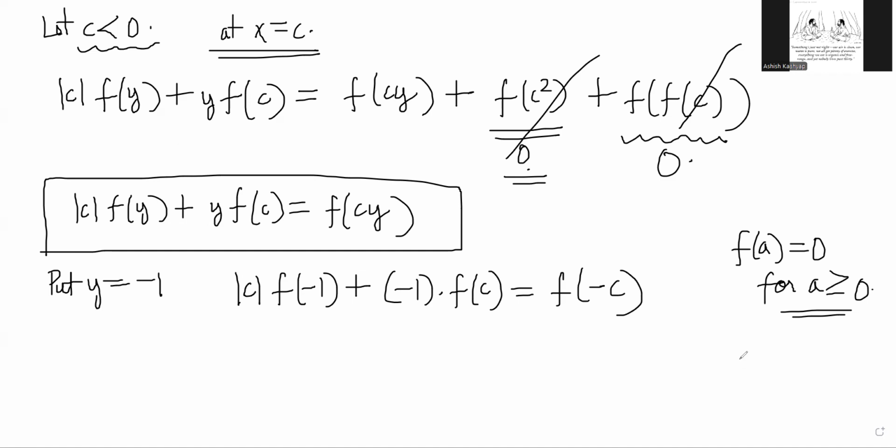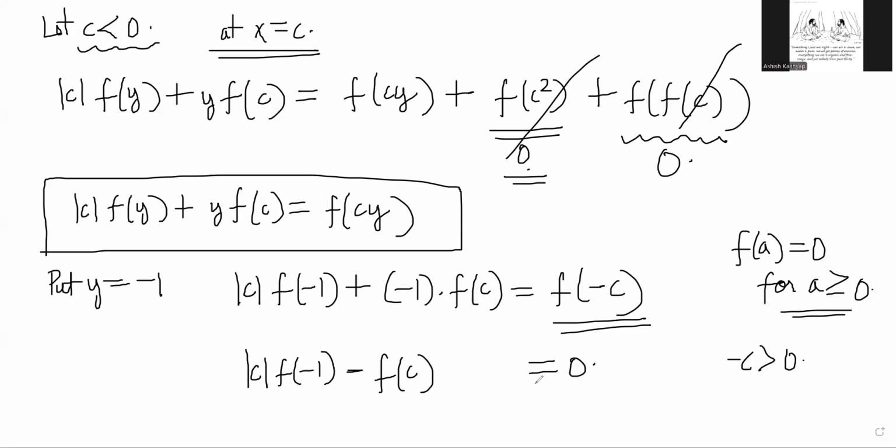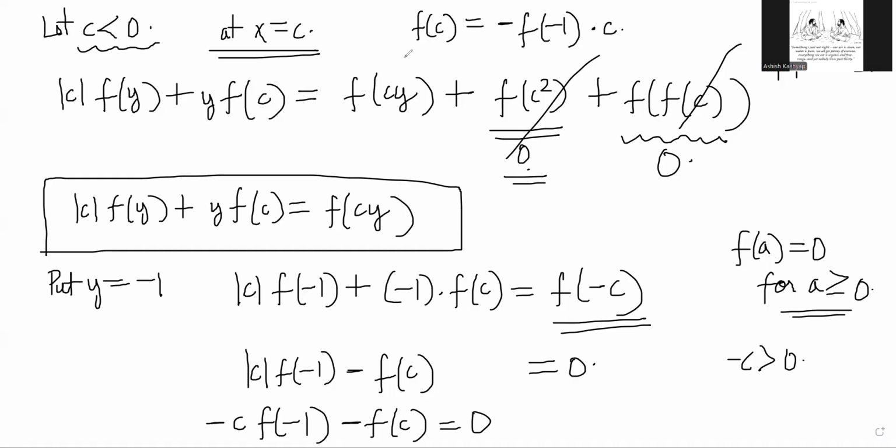Now think about it. If c was negative, minus c is greater than 0. So this term is going to vanish. So this is going to be 0. And now what we can say is mod of c f of minus 1 minus f of c is equal to 0. Now mod of c can be written as what? Since c is less than 0, mod c is equal to minus c. So we can write it as minus c f of minus 1 minus f of c is equal to 0, which tells us that f of c is equal to minus f of minus 1 times c, right?